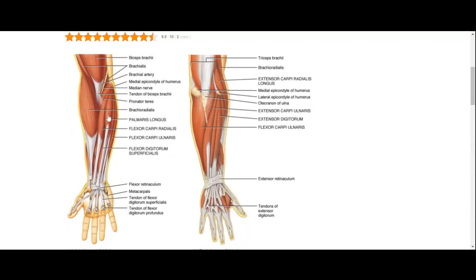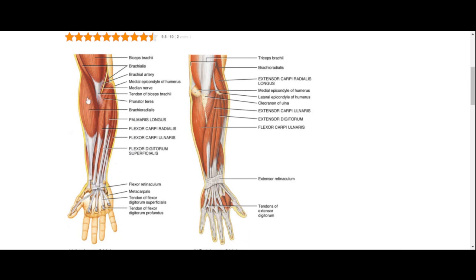Brachioradialis and palmaris longus, along with my flexor muscles, is this on the front side or the back side of the arm? I've got flexors, palmaris, brachioradialis. Yes, we're on the front side, the anterior side. During office hours yesterday, we talked about how muscles that live on the front side of the forearm help me to flex the hand. So anytime you see this flexor word, flexor means we're on the anterior side, the front.